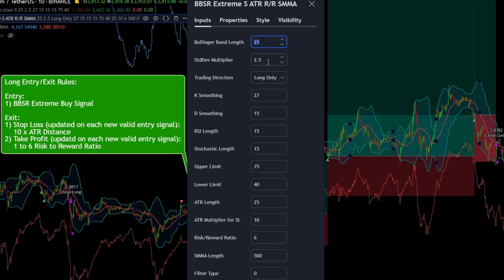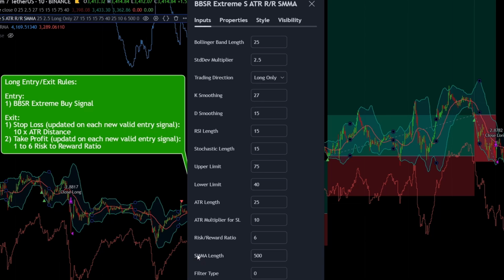In the script, you can set up all the parameters that are used in this strategy. There are two things that are important. You can set up your trading direction here. So if it's set to long only, which it is right now, that means the script will take only long positions. You can set it to shorts only or both.